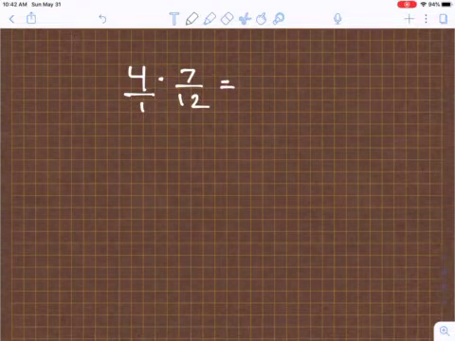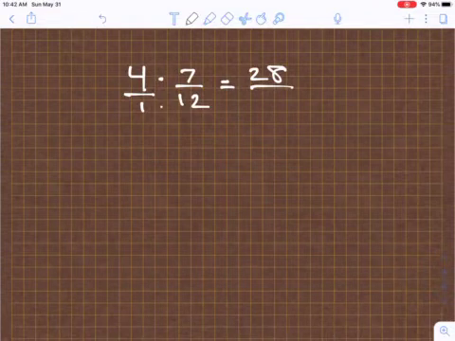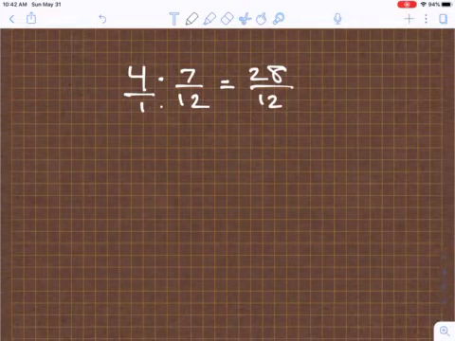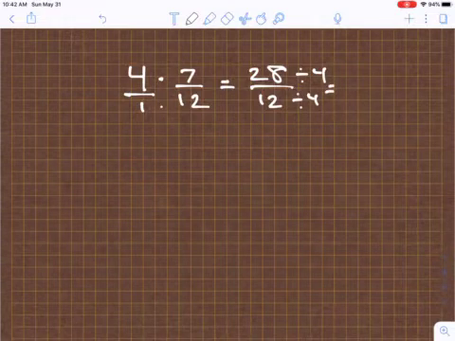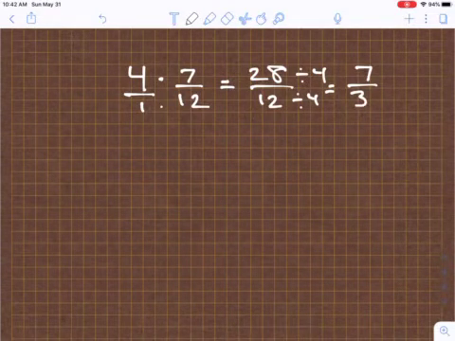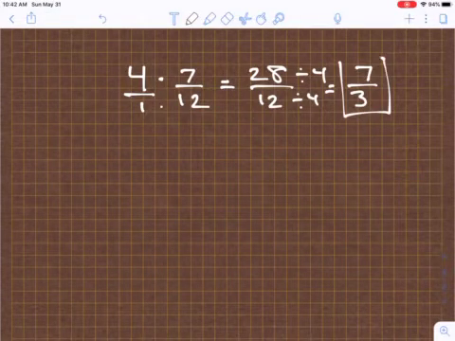And you go 4 times 7 is 28. 1 times 12 is 12. Now this one I can do some simplifying. So let's divide each of these by 4. I think that'll get us close. 28 divided by 4 is 7, and 12 divided by 4 is 3, and you wind up with 7/3.